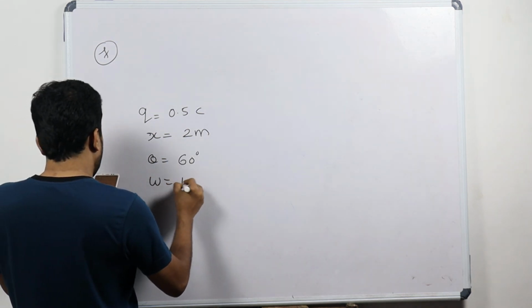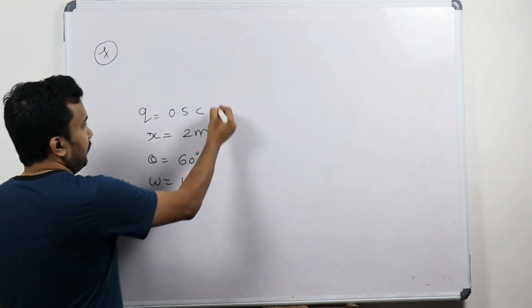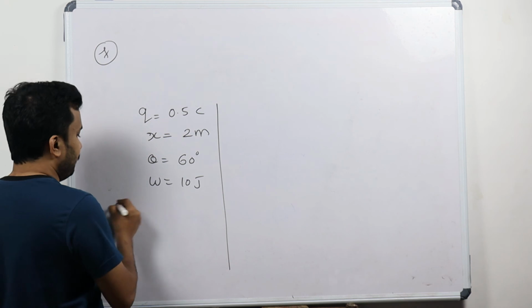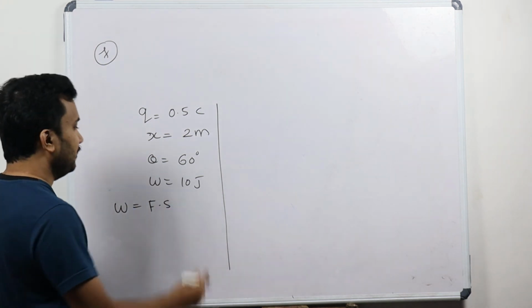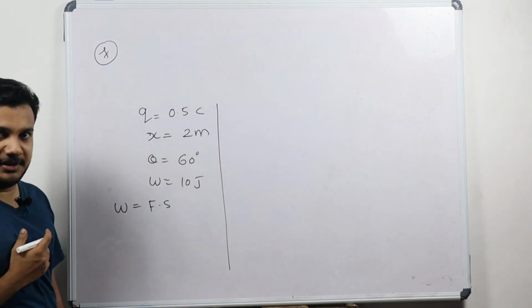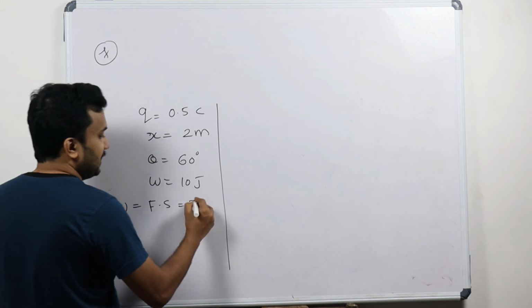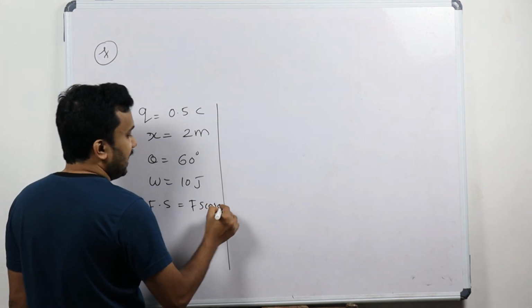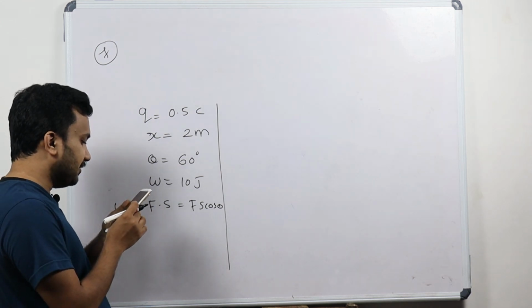So the work will be equal to 10 joule. Find the magnitude of the electric field. So what is work? General formula: work will be equal to F dot S. This we normally learn in our work, power, energy chapter, right? Work is force into displacement. In school also we learn the same story. So what is F dot S? F S cos theta, where theta is the angle between force and displacement.